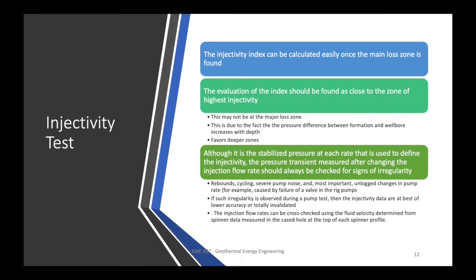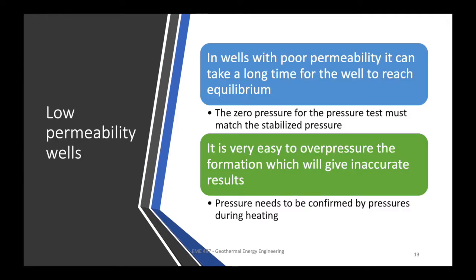The injection flow rates can be cross-checked using the fluid velocity determined from the spinner data measured in the cased hole at the top of each spinner profile. In wells that have a poor permeability, it can take a long time for the well to reach equilibrium. The zero pressure for the pressure test must match the stabilized pressure. In a well with poor permeability, it is very easy to overpressurize the formation, which will give inaccurate results. The pressure needs to be confirmed by pressures during heating.